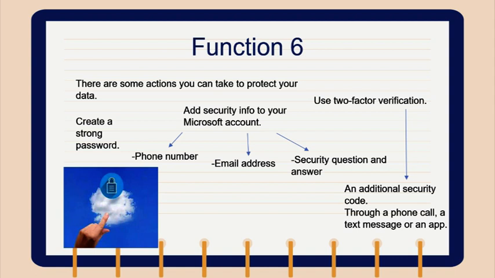Function 6. There are some actions you can take to protect your data. Create a strong password. Add security info to your Microsoft account: phone number, email address, security question and answer. Use two-factor verification and an additional security code through a phone call, a text message, or an app.